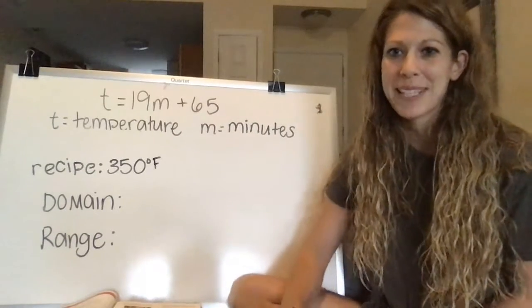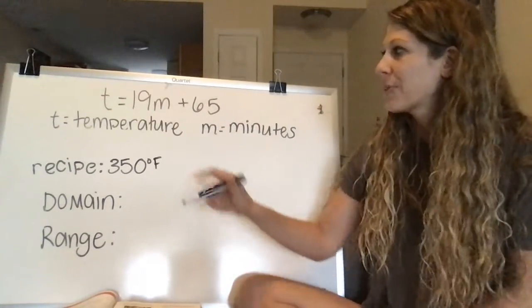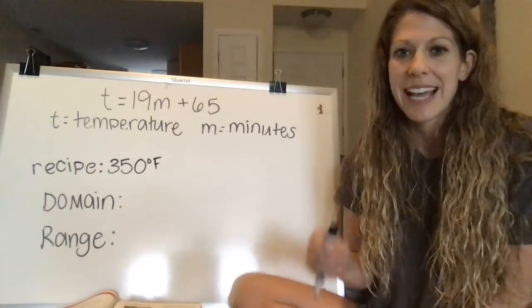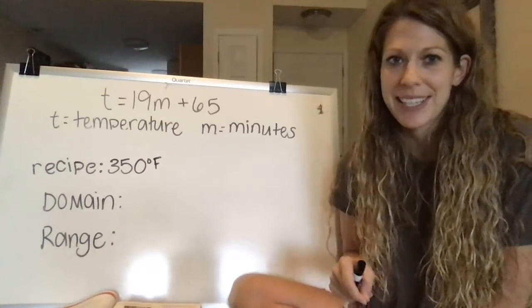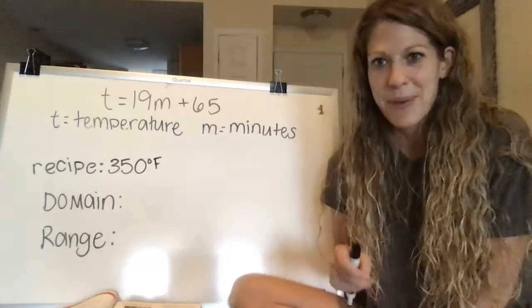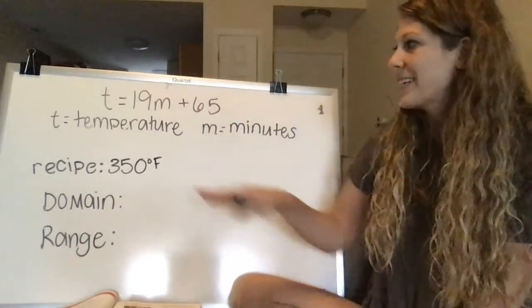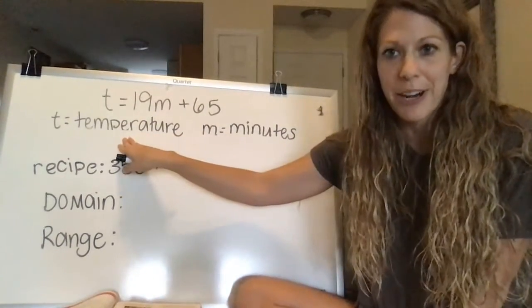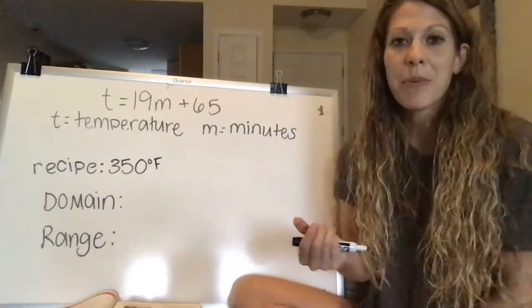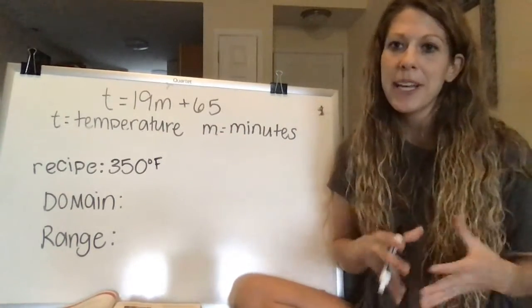One more word problem example today. This time I want you to write down the formula T equals 19m plus 65. Again, that's T equals 19m plus 65. And I want you to write down that the T stands for temperature and the M stands for minutes. So what we're talking about here is preheating an oven.